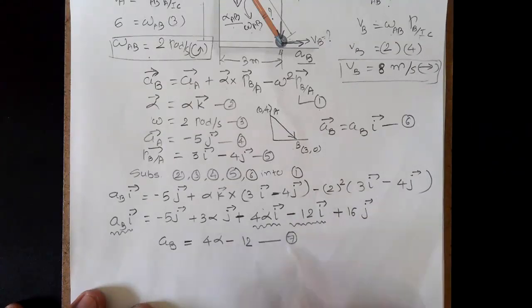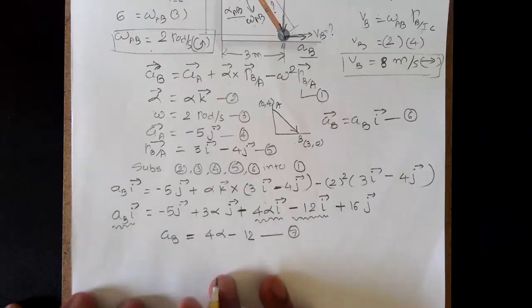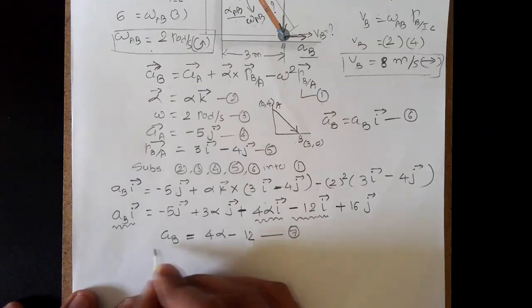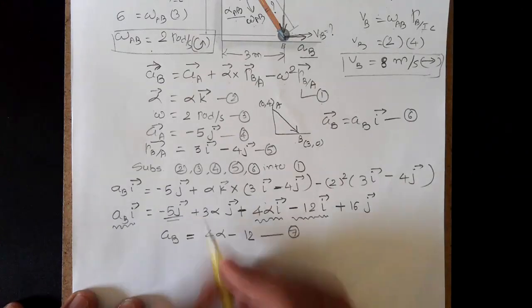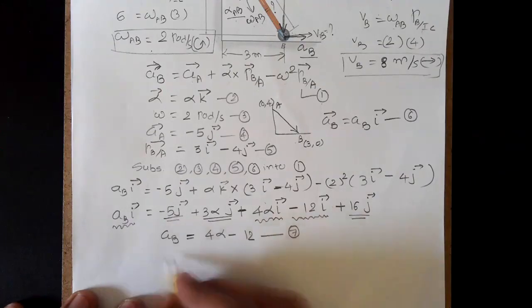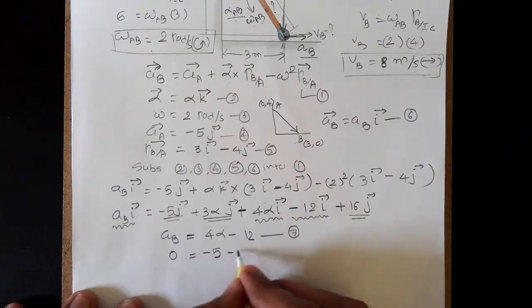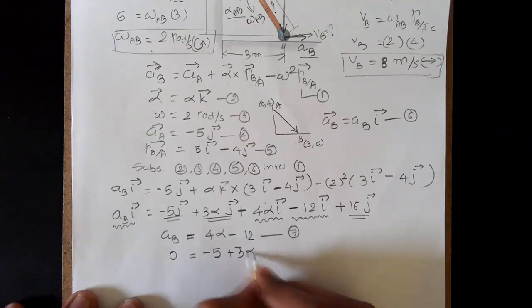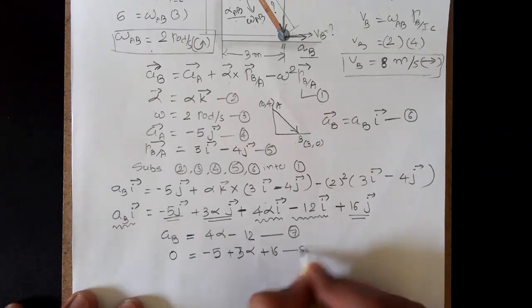We call it 7th because we already have equations up to 6 from the top derivation. And now we need to separate all j components. So I use double line for j. So this is j, this is j, and this is j. And there is no j on the left of the equal to sign. So I'll just put 0. On the right side, it's minus 5, plus 3 alpha, plus 16, and that's equation 8.